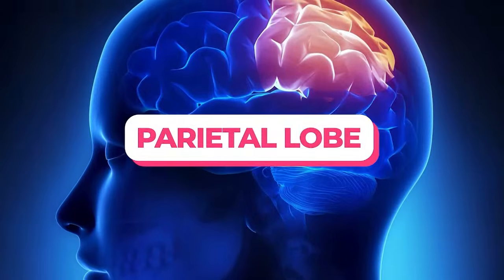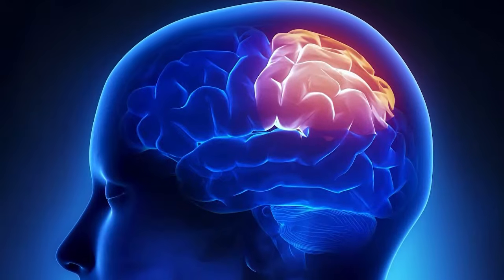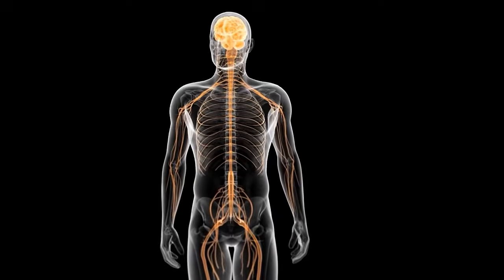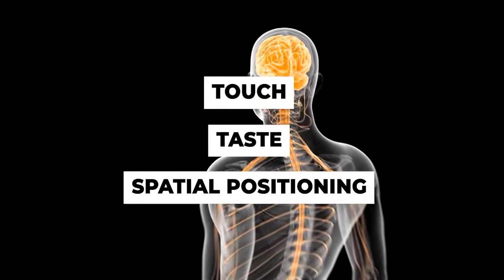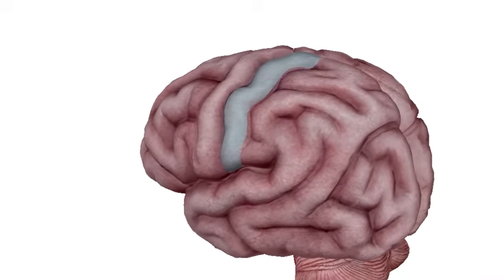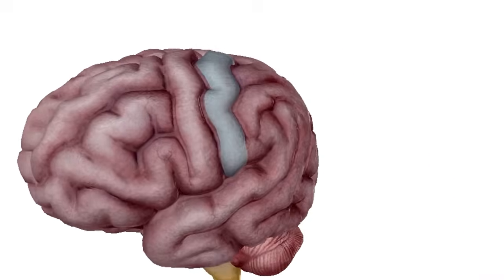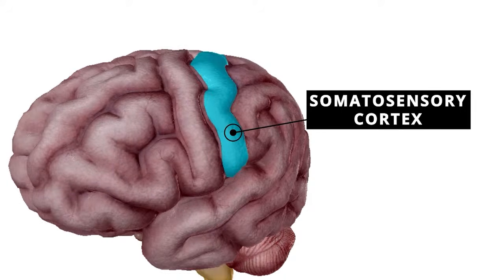Parietal lobe: positioned behind the frontal lobe and above the temporal lobe, it processes sensory information from the body such as touch, taste, and spatial positioning. The somatosensory cortex, which maps tactile information from the body, is located in this lobe.